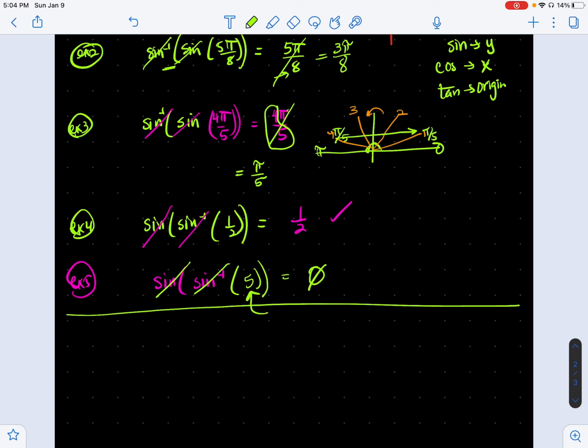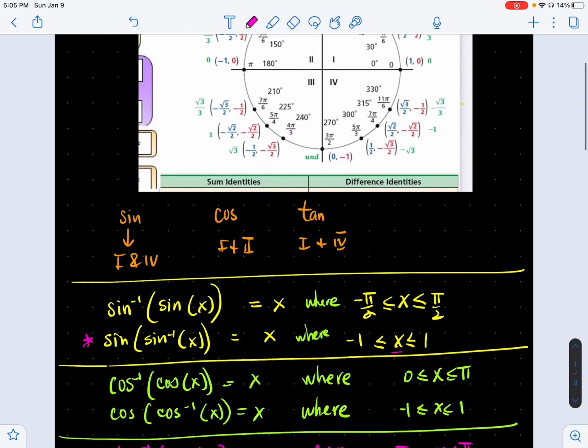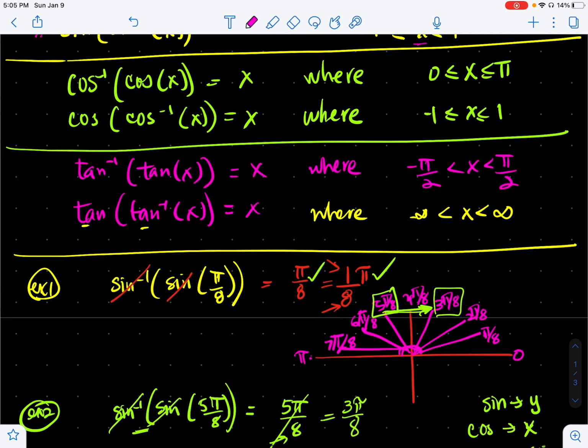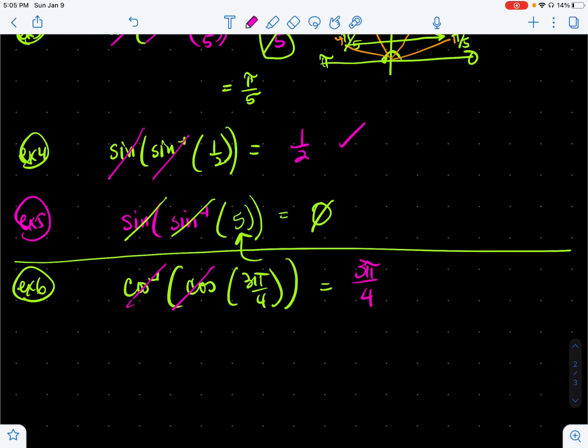Let me switch to cosine. Cosine inverse, we have cosine, and we have 3 pi over 4. Cancel. And I end up with 3 pi over 4. So wait a second, this is a cosine question. Talk to yourself. Cosine better be restricted in quadrant 1 and 2. Let's first check here. Is 3 pi over 4 available here? Oh yeah, it is. It is in quadrant 2. I don't have to mess with it. It is what it is. This works.